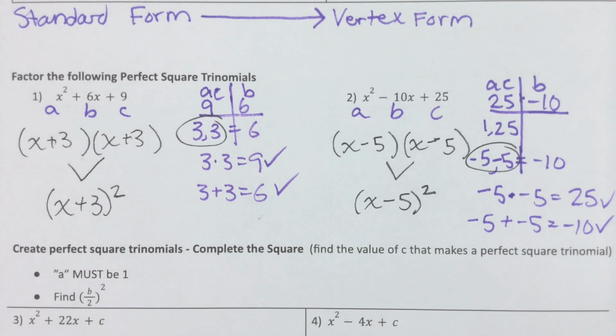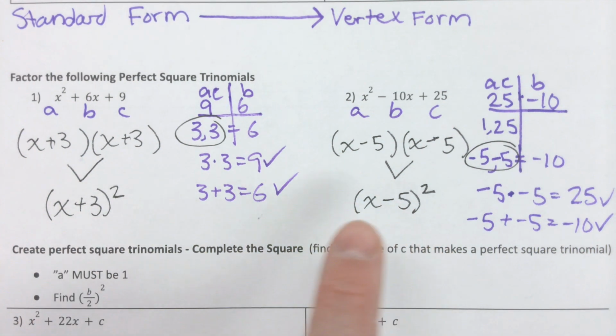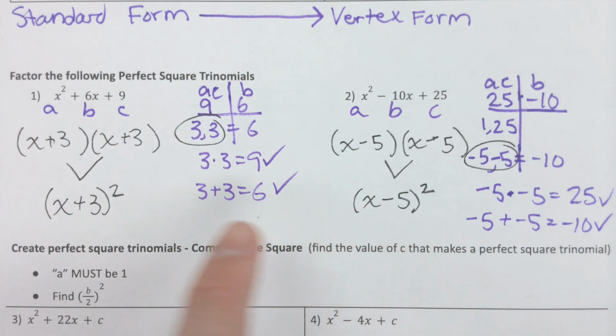So basically a perfect square trinomial, when it's factored, it's either x plus that number or x minus a number, squared. That's how it will always factor. When we complete the square, we always want to end up with something that looks like this.